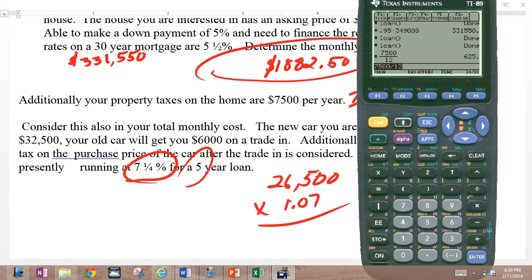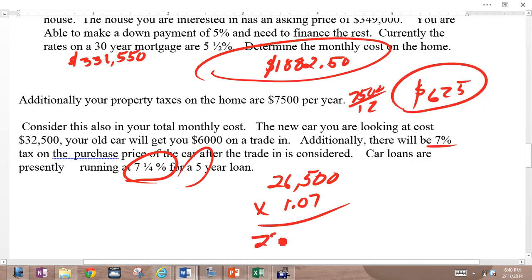So let's check that out. Okay, so 26,500 is what we're going to be charged tax on. 26,500 times 1.07. All right, so the loan amount is 28,355. Let's write that. 28,355. Okay, and that's it.